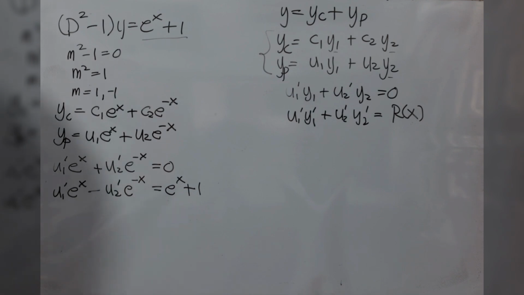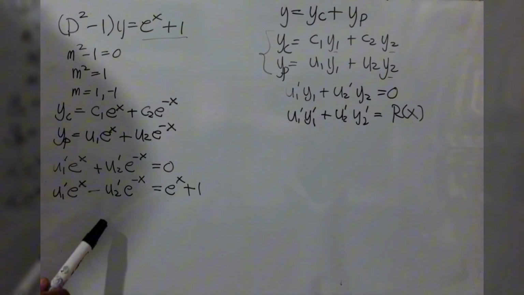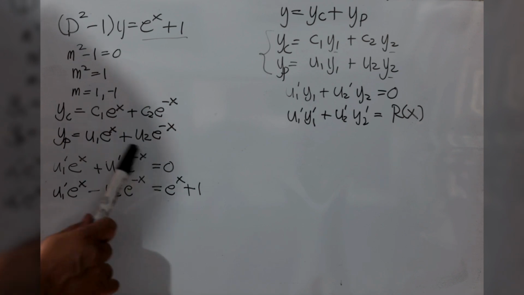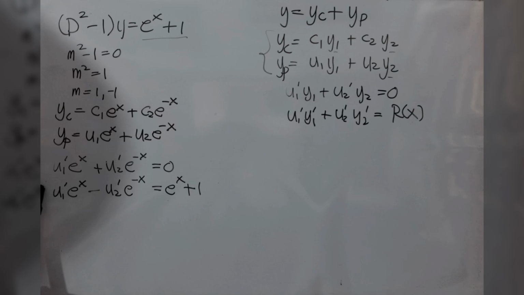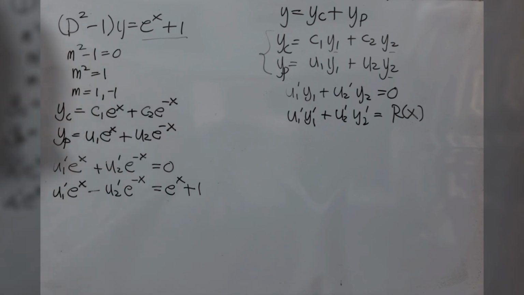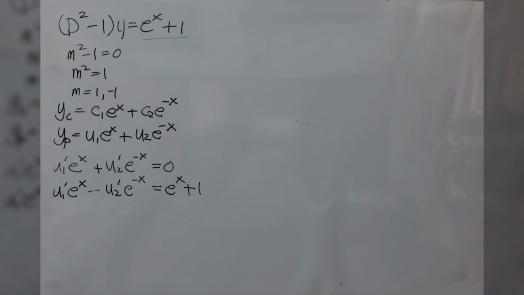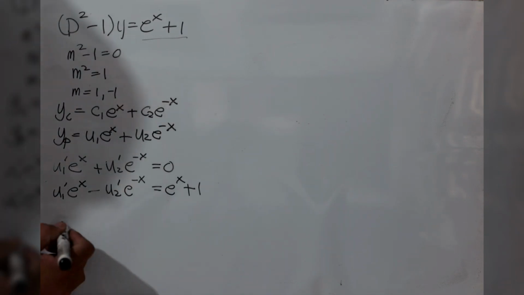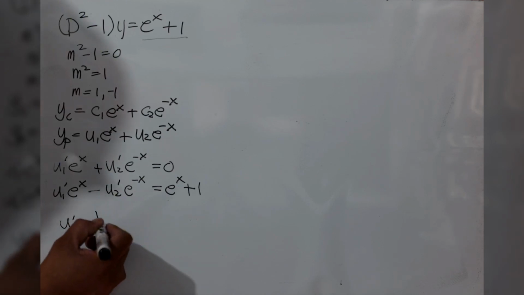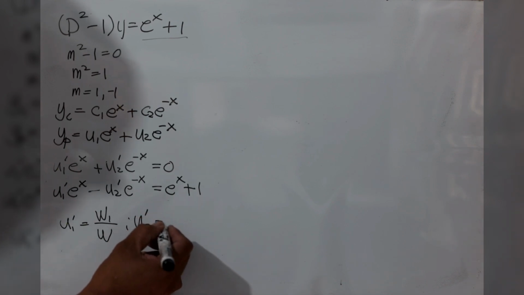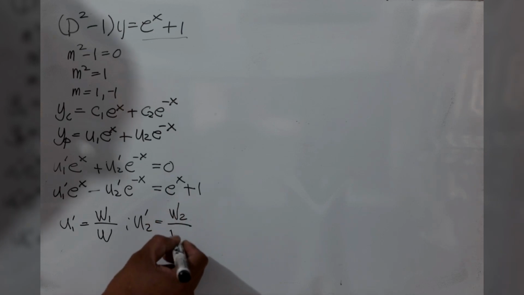Okay, so we will solve for u sub 1 prime and u sub 2 prime. We can add these equations so that we can eliminate u sub 2 and solve for u sub 1, or subtract so we can eliminate u sub 1 and solve for u sub 2. Or we can also use the Wronskian. If we use the Wronskian, that means our u sub 1 prime is w sub 1 over w, and u sub 2 prime is w sub 2 over w.